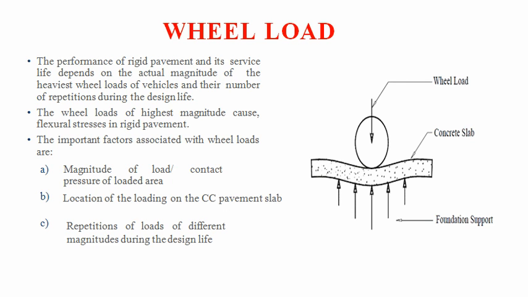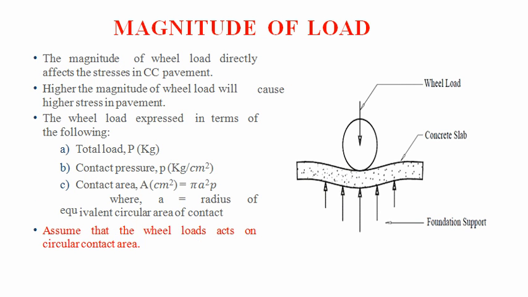The important factors associated with these wheel loads are: firstly, the magnitude of the load and the contact pressure of the loaded area. Second, the location of the loading on the cement concrete pavement slab, where the wheel load has been applied. And thirdly, the repetition of the loads of different magnitudes during the entire design life of the pavement. So the next is the magnitude of the load.